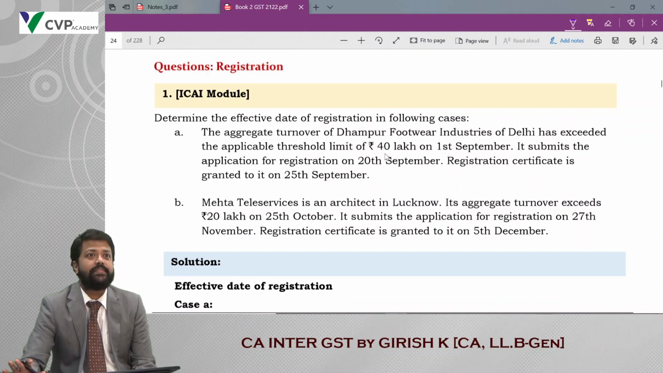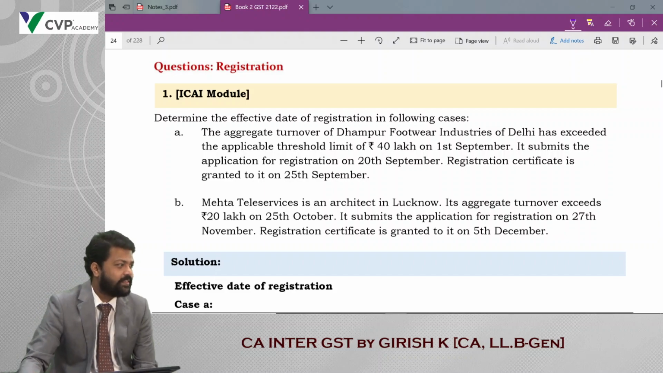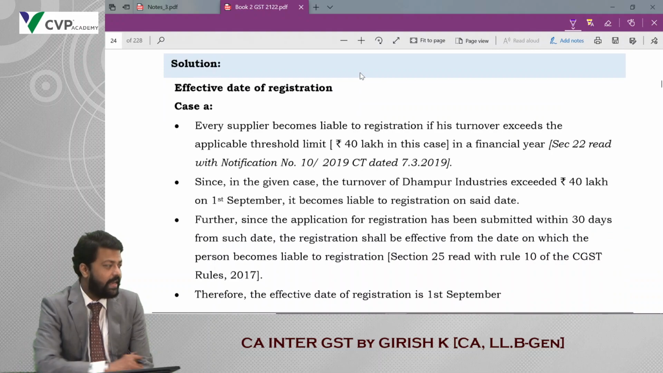What is the period within which you have to apply for registration? 30 days from the person becoming liable, and on the day on which he becomes liable, if he files within the time limit, his registration will be applicable from that date. Otherwise, if he fails to file within 30 days, then the date of grant of registration certificate is correct. Absolutely correct answer.